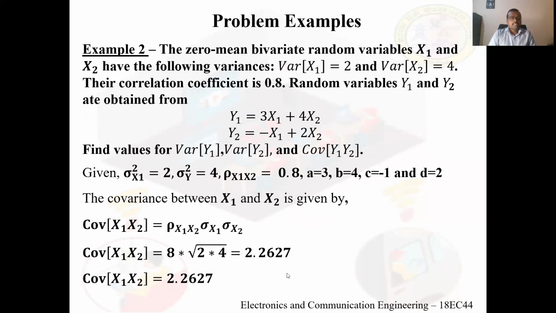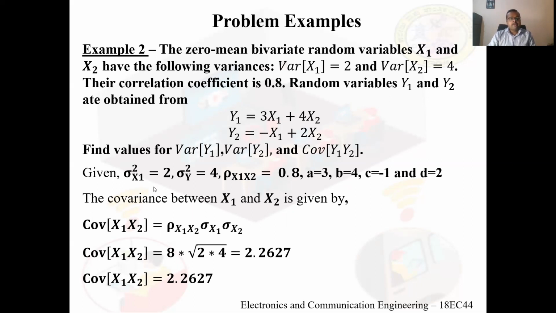Now we'll go to the second example. The zero mean bivariate random variables x1 and x2 have the following variances. Variance of x1 is 2, variance of x2 is 4. Their correlation coefficient is 0.8, that is, rho of x1, x2 is 0.8. Random variables y1 and y2 are obtained from this linear transformation: y1 is 3x1 plus 4x2, and y2 is minus x1 plus 2x2.